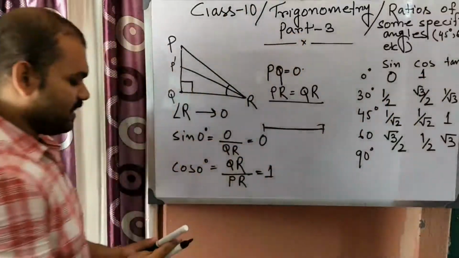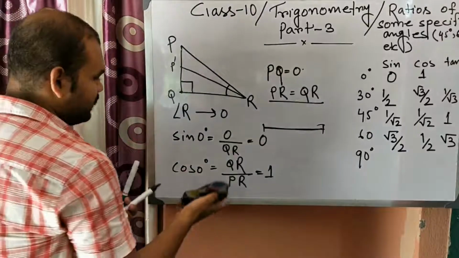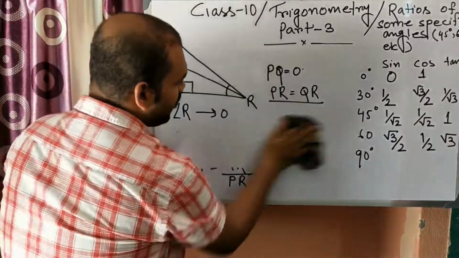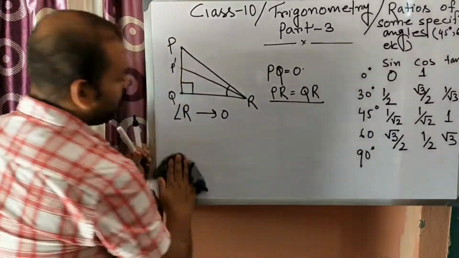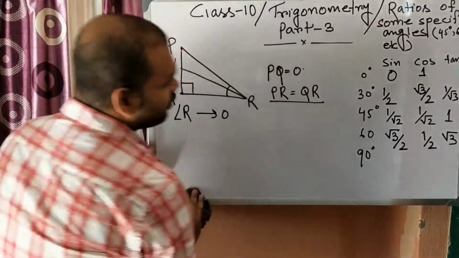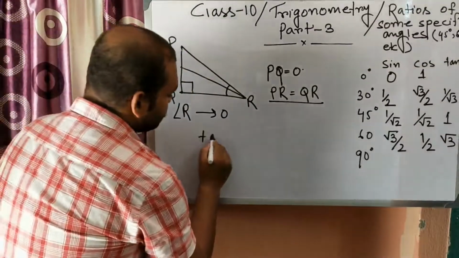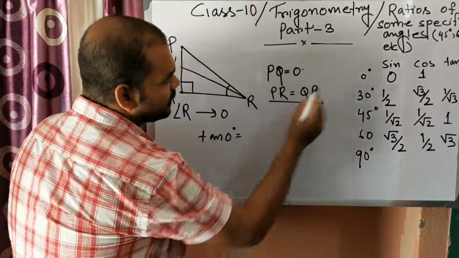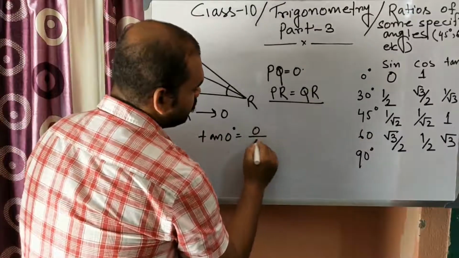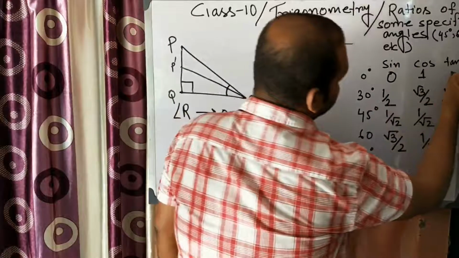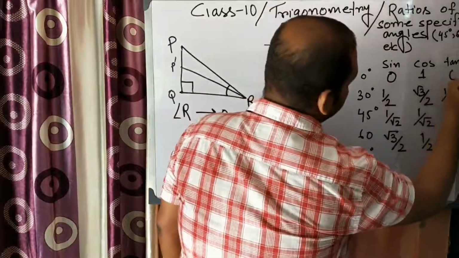So tan theta is equal to what? Tan 0 is equal to sine 0 by cos 0, that is 0 by 1. So tan 0 is 0, okay.